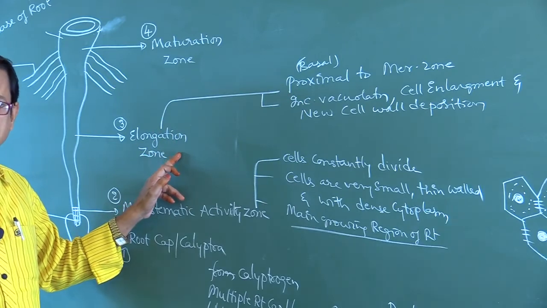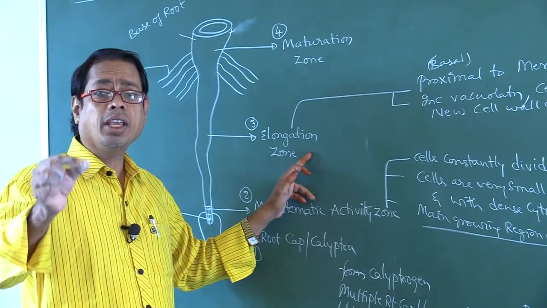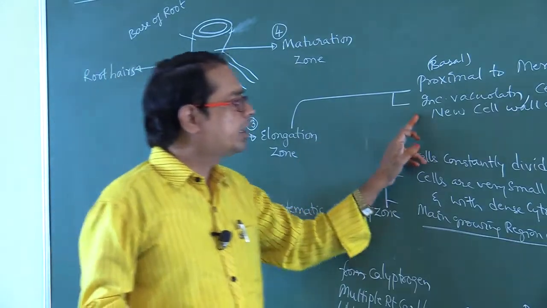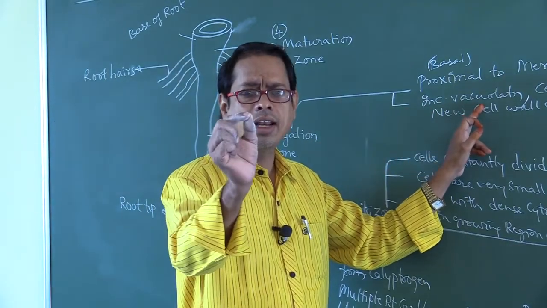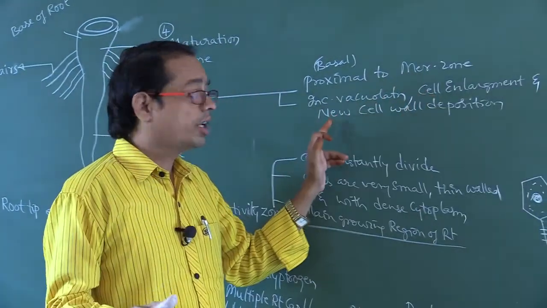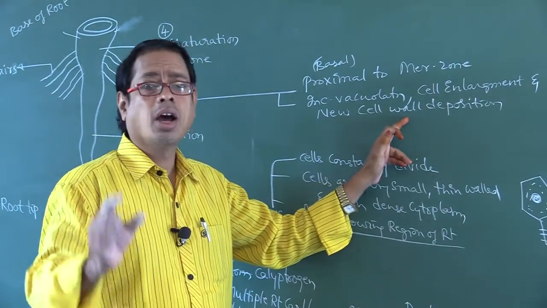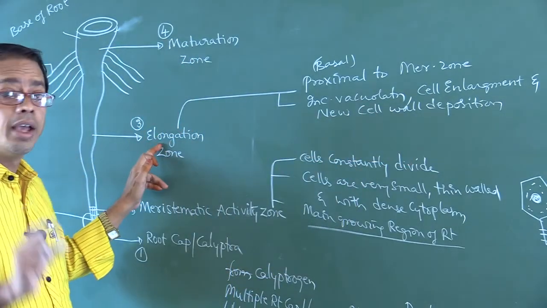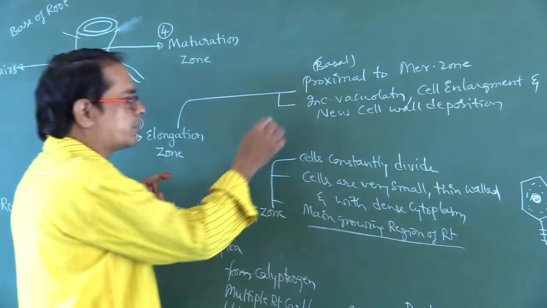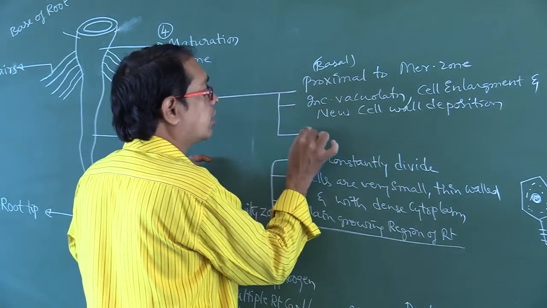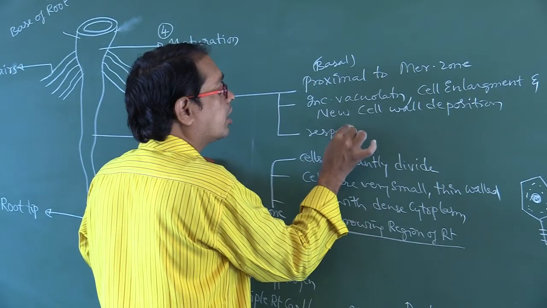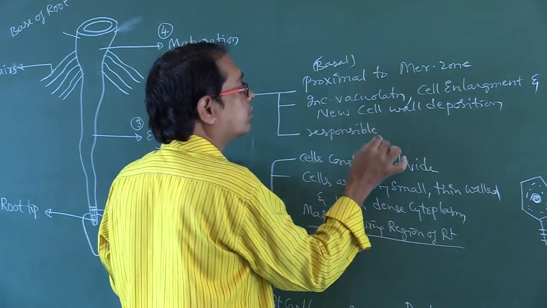That is, inside the cell, the number of vacuoles may be increased. That is the so-called increased vacuolation. The cell enlarges in its size, and new cell wall deposition occurs. These are the characteristics of the elongation zone.